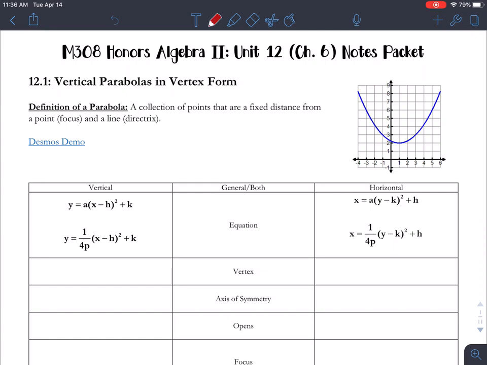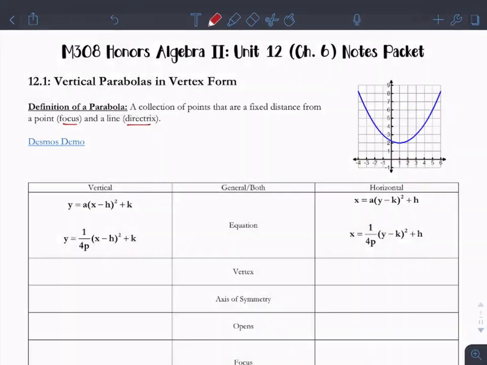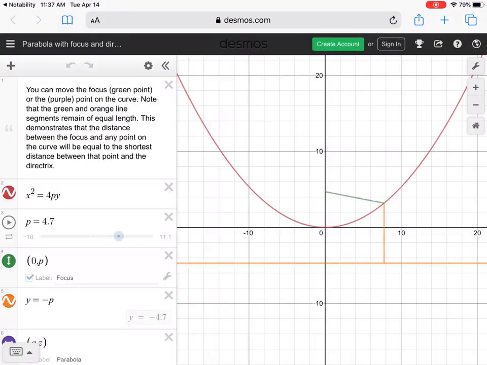First of all, what is a parabola? Basically, it's a collection of points that are a fixed distance from a point, which we're going to call a focus, and a line, which is called the directrix. I linked this Desmos little guy here so that you could see what's going on.